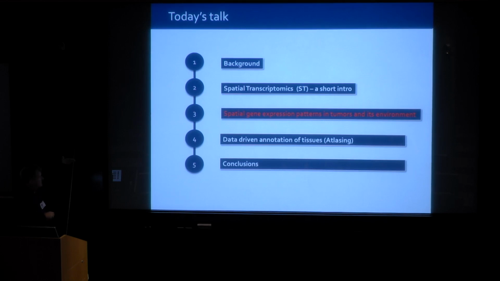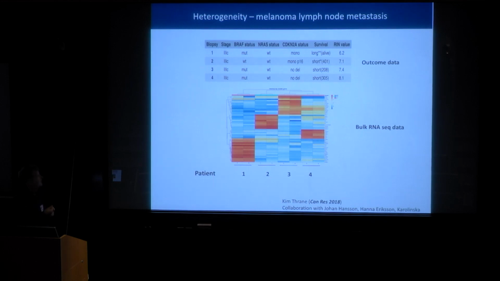So if we just take the first vignette, this was the story of technology and how we can actually benefit, how we can use this type of data. One of our first experiments was on cancers, and this is work that we did many years ago using bulk RNA sequencing.